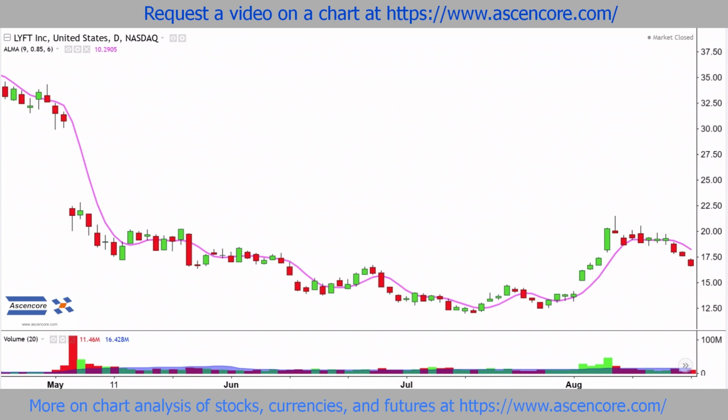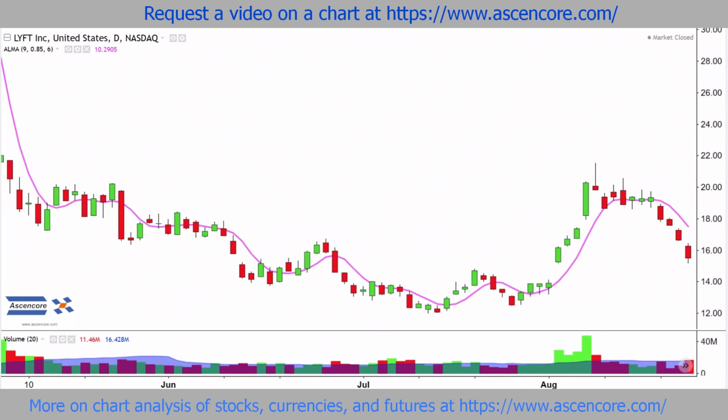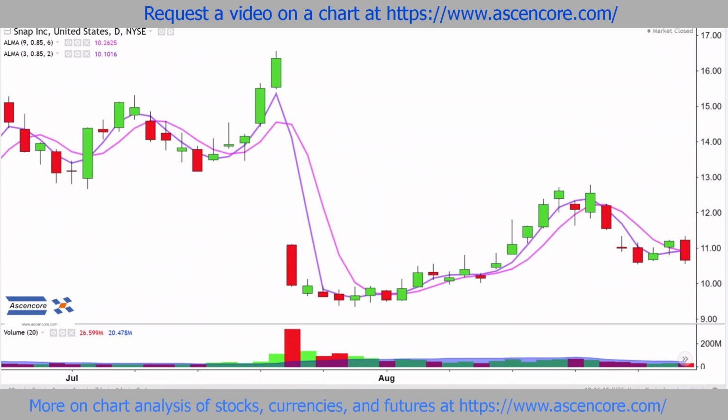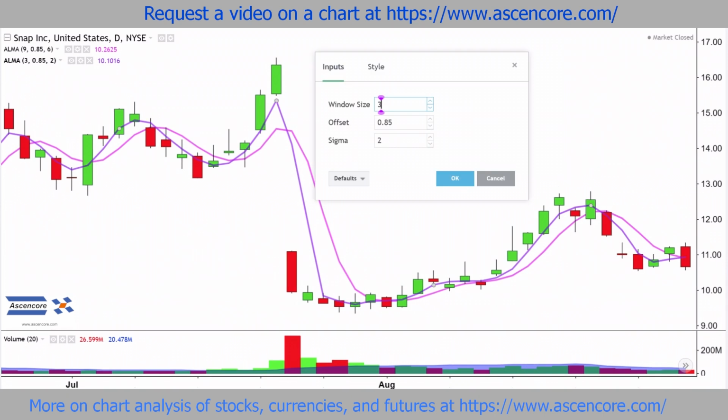A wide range of chart examples will be covered from various time ranges. No matter when you watch this or which charts you choose to apply the ALMA indicator on, information from this series will be of use to you.